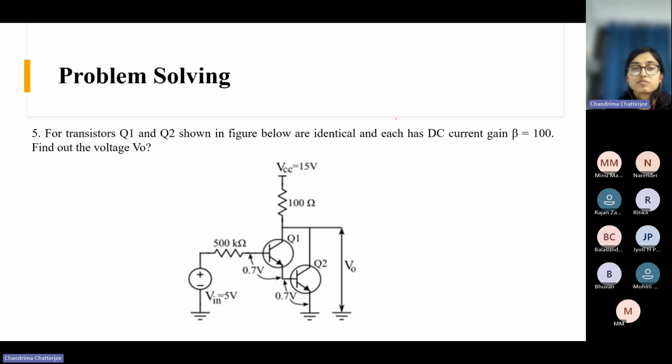Next we have this question. For transistors Q1 and Q2 shown in the figure, these two transistors are identical. Each has a DC current gain beta, which is 100. Find out the voltage V0. This voltage you need to find out, right? So let's see how we can find out this V0.